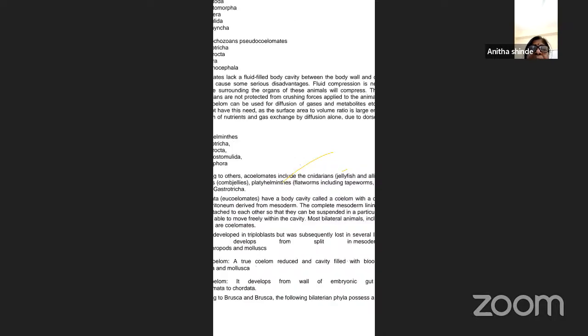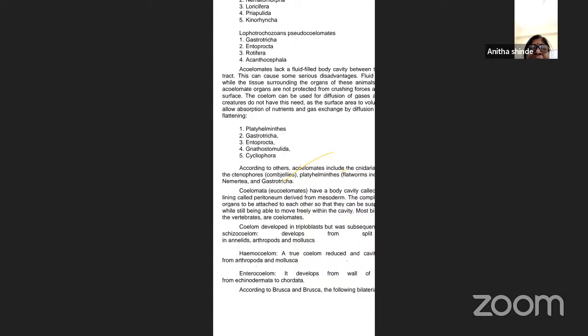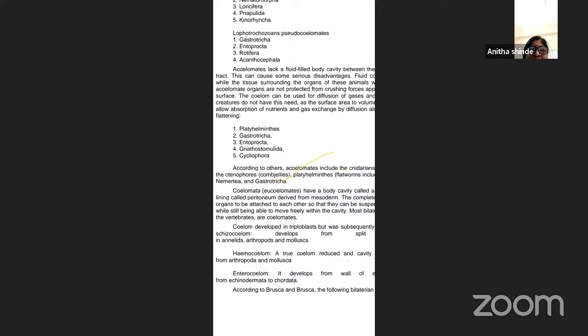So in the case of the coelomate animals, what we call the eucoelomates, they have a mesodermal lining called the peritoneum, which is derived from the mesoderm. The complete mesodermal lining allows the organs to be attached to each other, and they get suspended in the body cavity and can move freely.